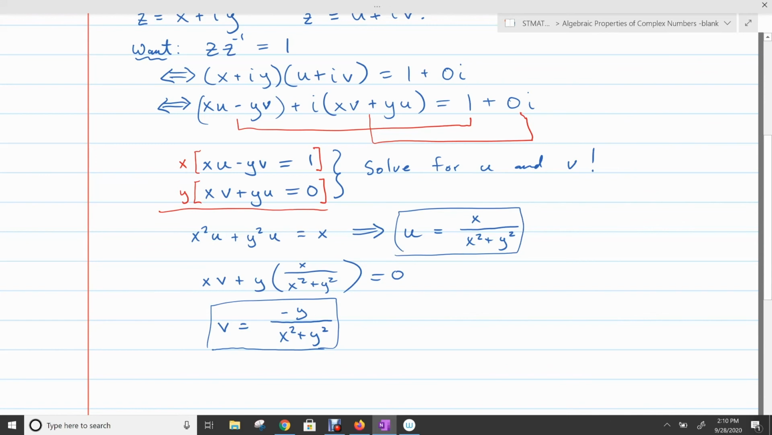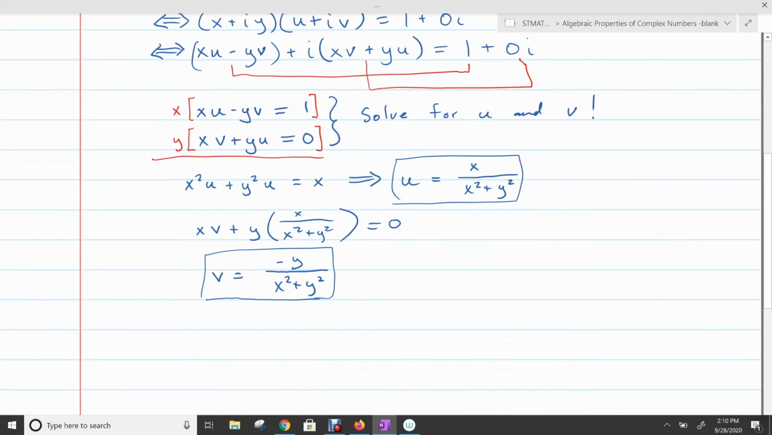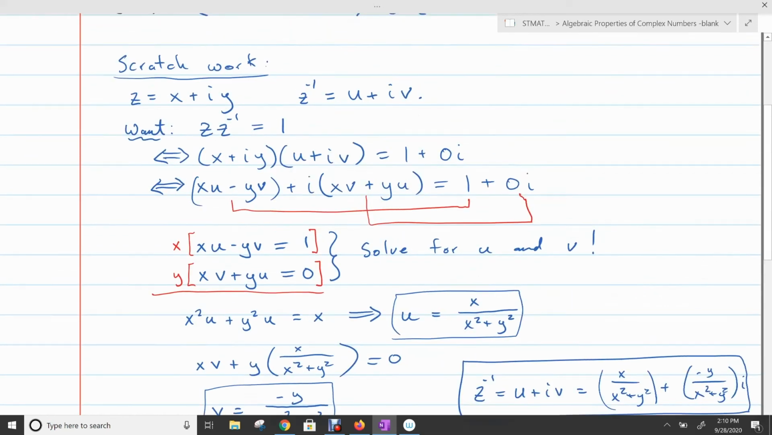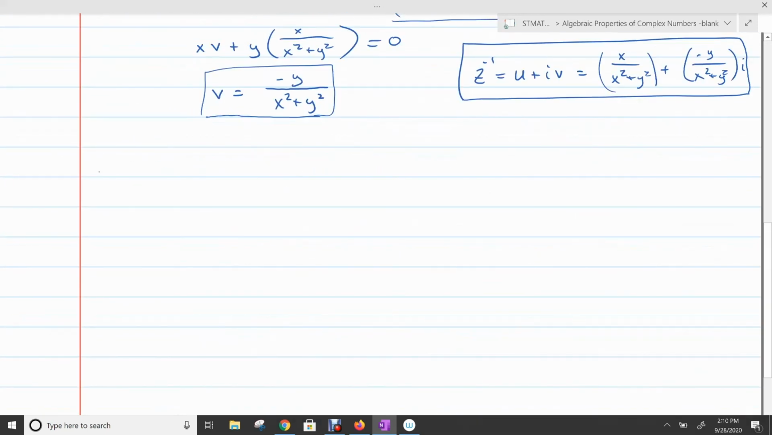So in my scratch work, what I'm learning here is that my z inverse, which is, remember, u plus i times v, is x over x squared plus y squared plus negative y over x squared plus y squared times i. So through my scratch work, I know what my inverse has to be if such a thing exists. Now I can do a formal proof, having done the scratch work. Let's do our proof now.